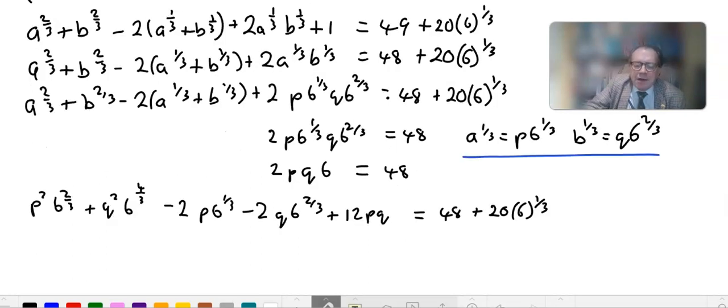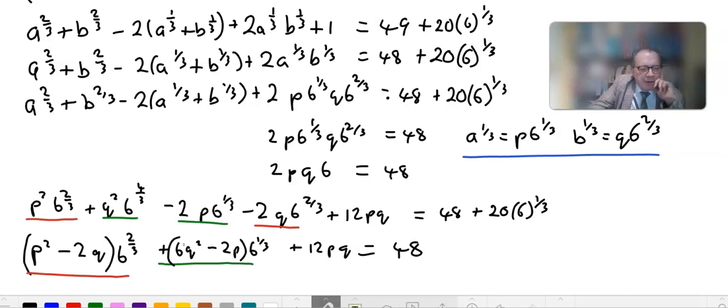And so you can see that I have underlined in blue a^(1/3) equals p times 6^(1/3), and b^(1/3) equals q times 6^(2/3), and I have substituted those two values into the expression on the left-hand side, and I've tidied this up a bit. I've now made that 12pq, and so we can see that 12pq is going to be equal to 48, and we now have to work out what happens to these other powers of 6.